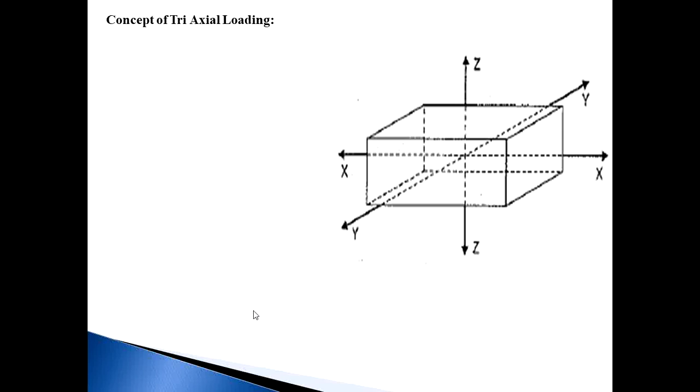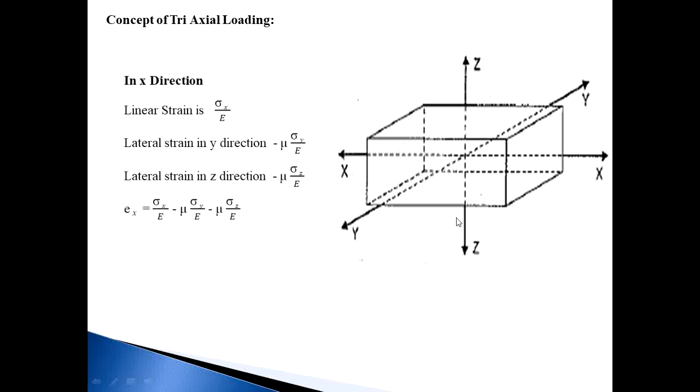First, the concept of triaxial loading. Triaxial loading means, suppose this is a body having 6 faces and load is applied in 3 directions, that is X direction, Y direction and Z direction. So these are the stresses sigma X, sigma Y and sigma Z. In the X direction, sigma X on the right side as well as on the left side, sigma Y on this side and sigma Y on this side, sigma Z on the top side, sigma Z on the bottom side.